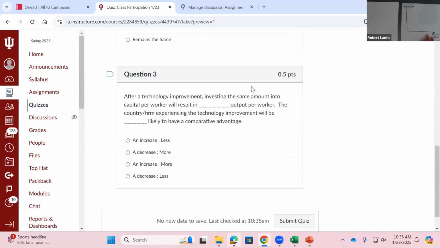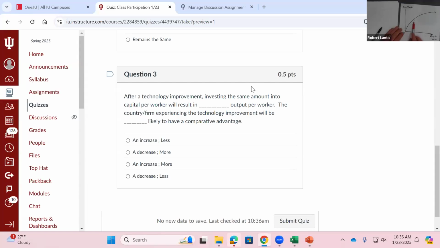So I'll do the tough one first. Let's start with question 3. I've got this technology change, and I want to know if I'm investing the same amount of capital per worker, what happens to the additional output I'm getting per worker? So we said this per worker production function is going to look something like this. If I had the same investment in the capital, if I have a technology change, what was happening to that production function?